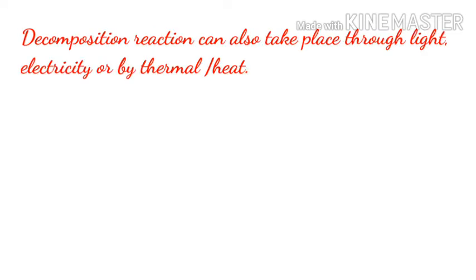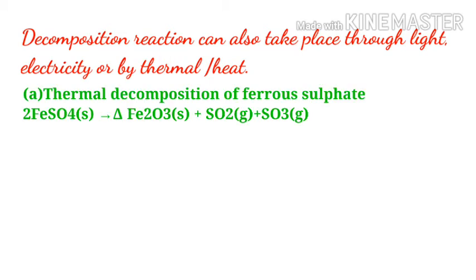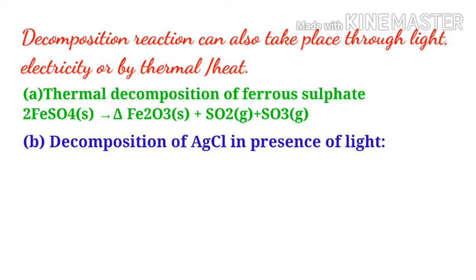Decomposition reaction can also take place through light, electricity, or by thermal or by heat. Heat means thermal, thermal means heat. An example of thermal decomposition of ferrous sulfate. FeSO4 in presence of heat forms Fe2O3 plus sulfur dioxide plus sulfur trioxide. FeSO4 is ferrous sulfate, whereas the triangle shape is heat, and Fe2O3 is ferric oxide.